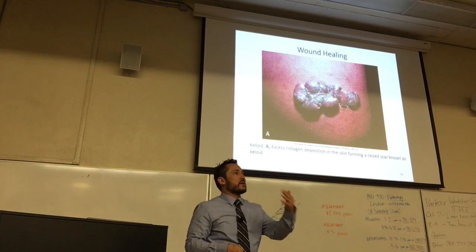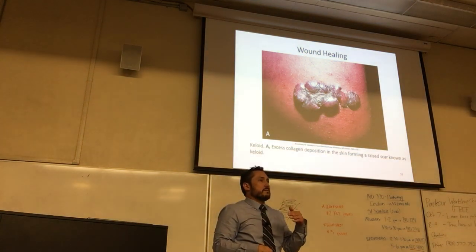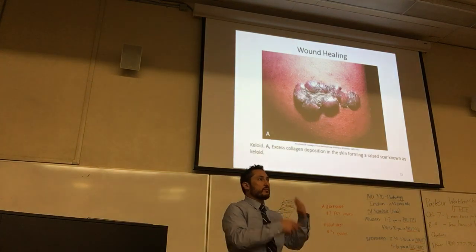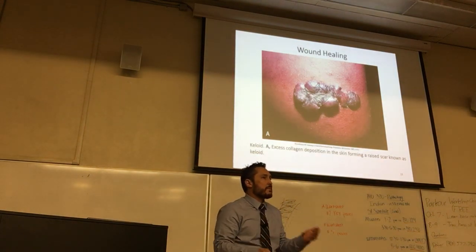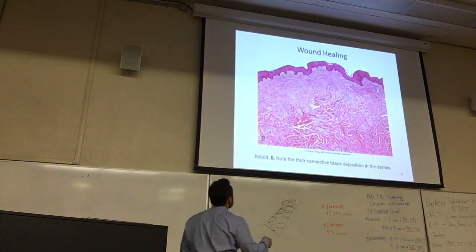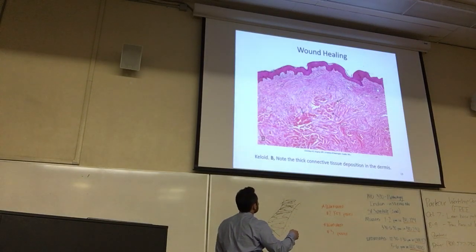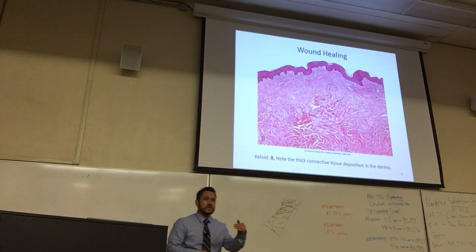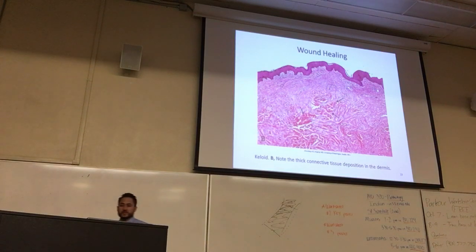So keloiding of scars is not common. It's a little bit more rare, not unusual, but it does happen. And this is what keloiding looks like, and this is the example histologically of what you would see underneath the skin of a keloid wound healing response.